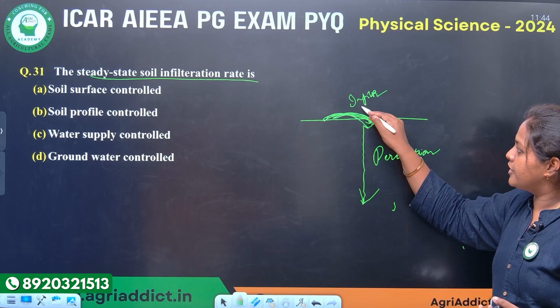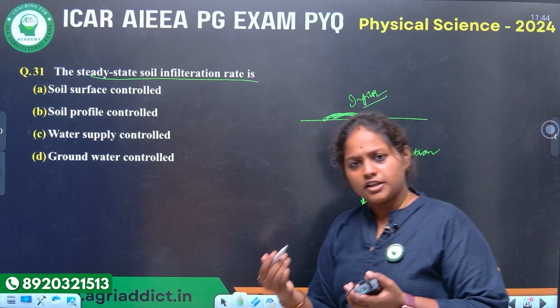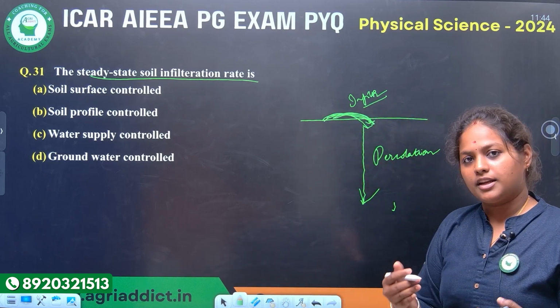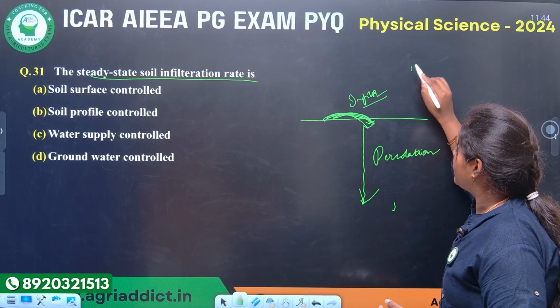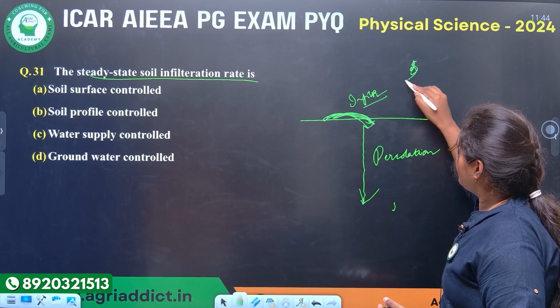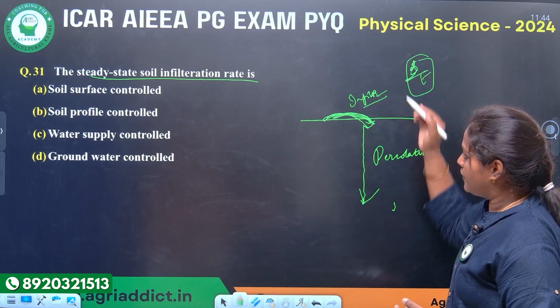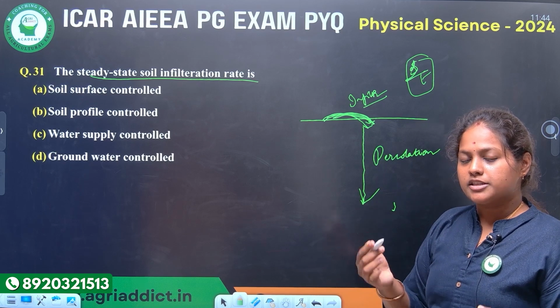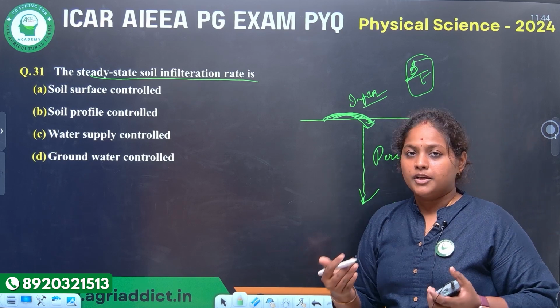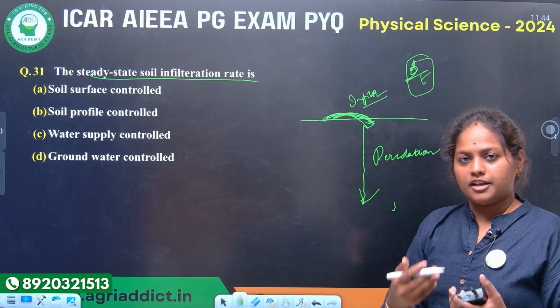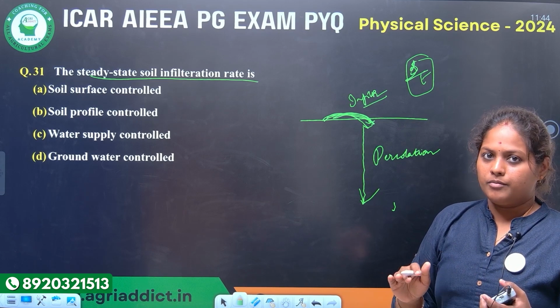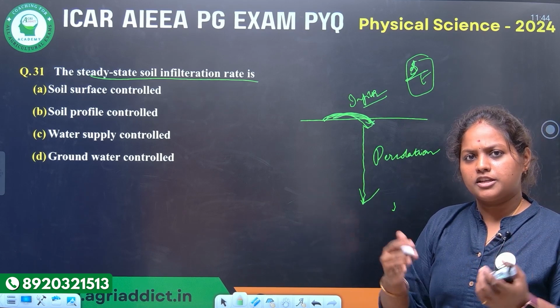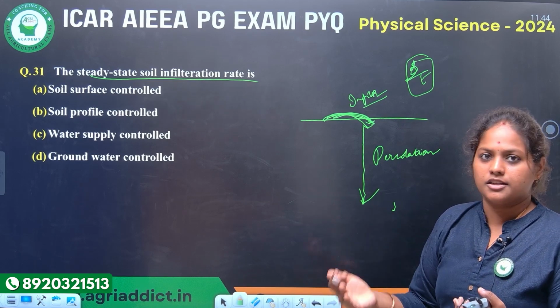Now we will see infiltration. Infiltration rate is how much water is entering into soil per unit time. This is called infiltration rate. What is steady state infiltration rate? At a particular point of time, the rate of water entering into soil becomes constant because of suppression of all the external factors and also achieving saturation in the soil.